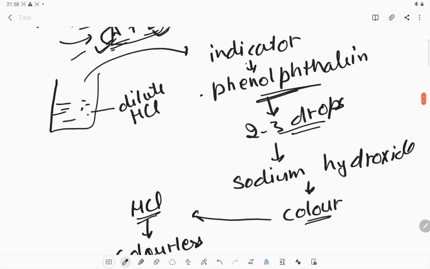Let's learn it again. We have taken dilute HCl. The dilute HCl is colorless. When we add a few drops of phenolphthalein, the solution still remains colorless.